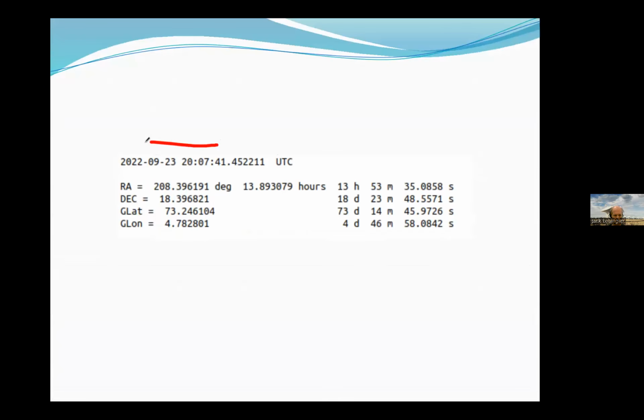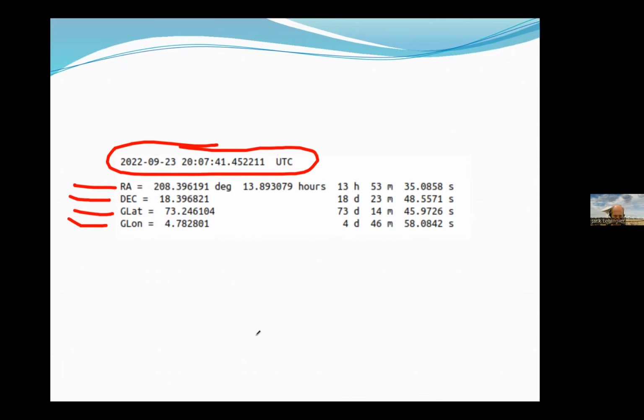You can see we're looking at the time that this was all processed. We're looking at right ascension, both in degrees and in decimal hours, and in hours, minutes, and seconds, depending upon what it is you need. The same is true with declination, where you're looking at degrees, minutes, and seconds. And the same is true for latitude and longitude, where there also you're looking at degrees, minutes, and seconds.